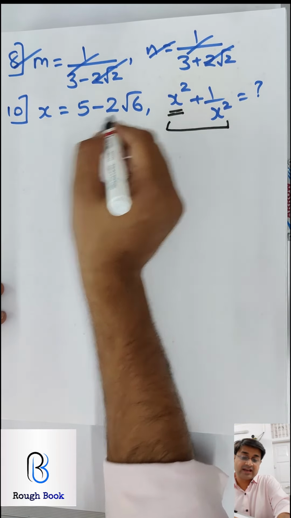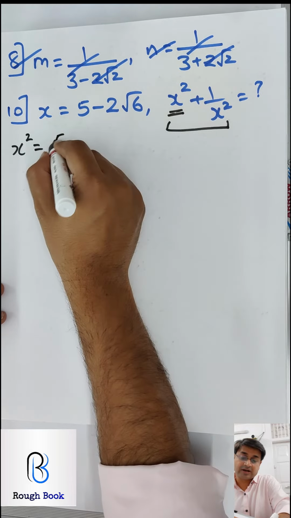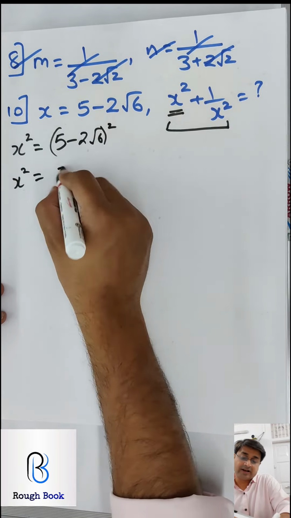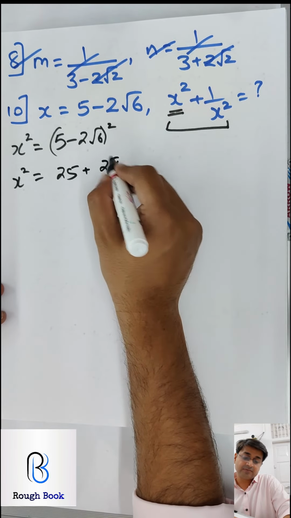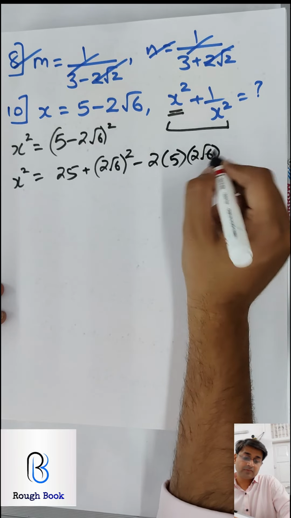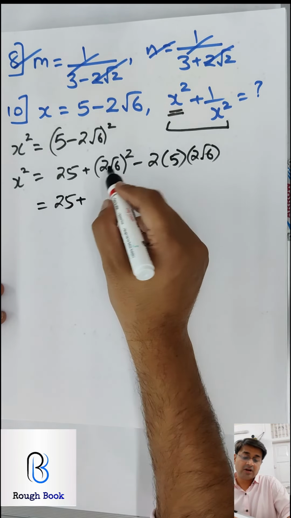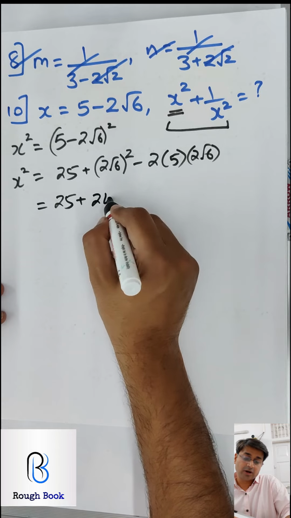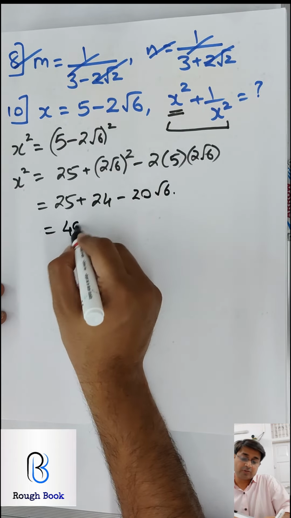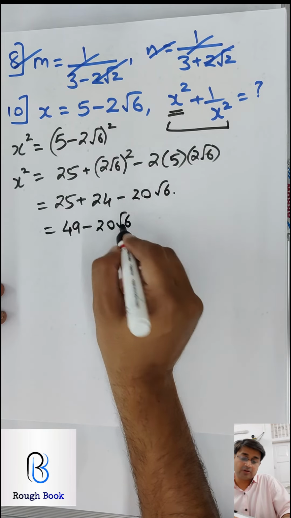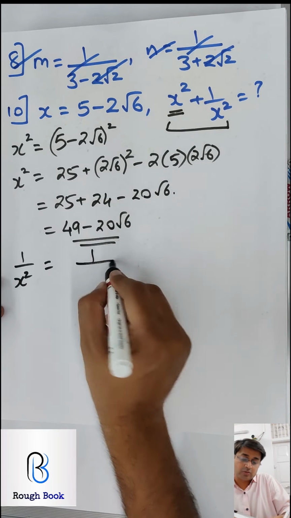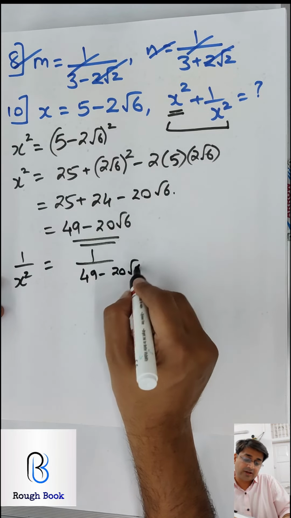Okay, so you just take x and square it to get your x square right over here, because there is no denominator to rationalize. So I will get x square as a square plus b square minus 2 into ab. So what will I get? 25. 2 square 4 into 6, 24. 5 2s are 10, 2s are 20 root 6. So it's going to be 49 minus 20 root 6. That's our x square. Now 1 upon x square. So 1 upon 49 minus 20 root 6.